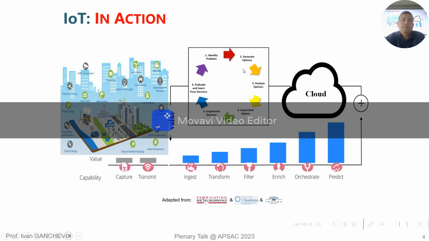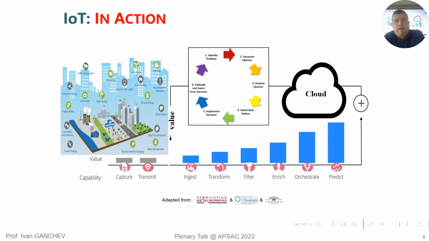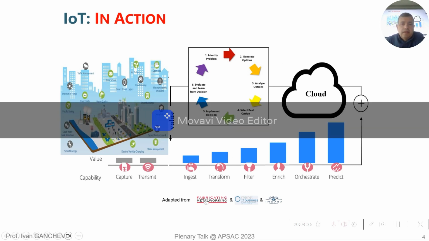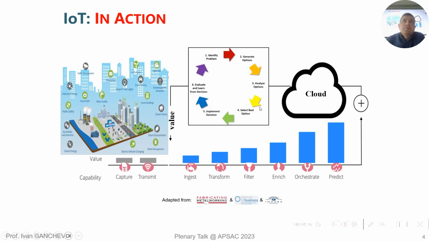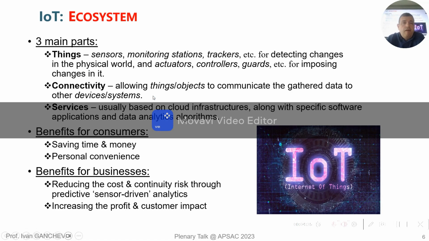So basically, using systems like this, we are able to generate options, analyze these options, select the best option at this particular moment, then try to implement it in the physical world, then evaluate this implementation, and then again, if there are other problems or the problem is not solved, going into next circle and so on and so on until we reach indeed the optimal solution.